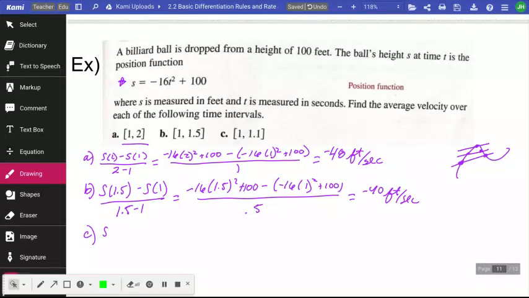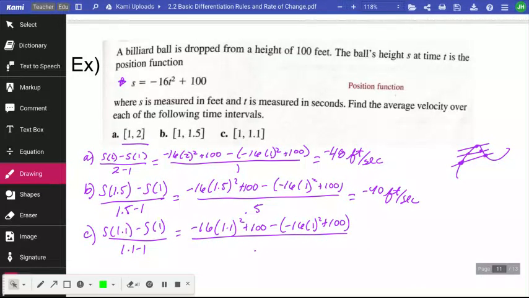Last one, you're going to do S of 1.1 minus S of 1, all over 1.1 minus 1. Go ahead and plug these things in. Then when I simplify it, I get negative 33.6 feet per second. So those are your average velocities.